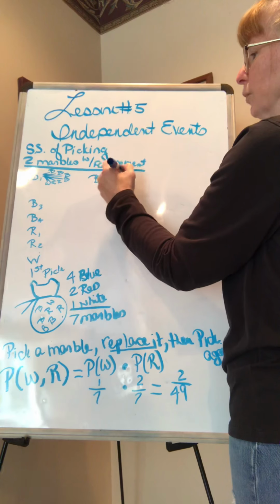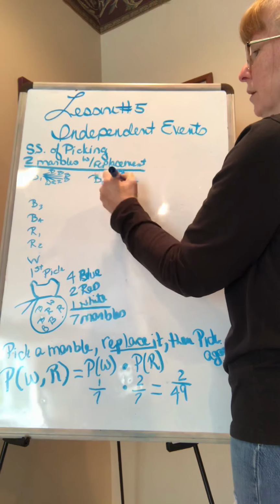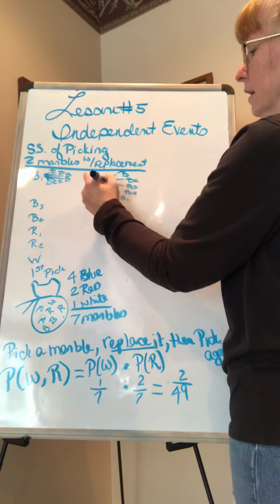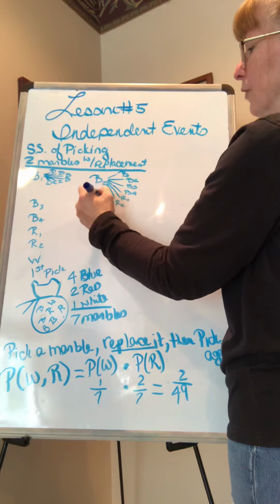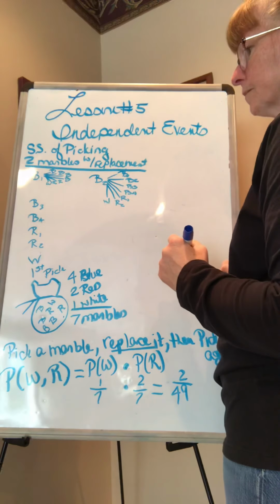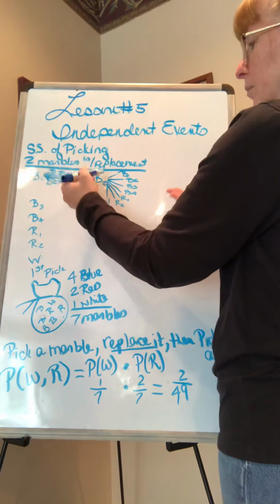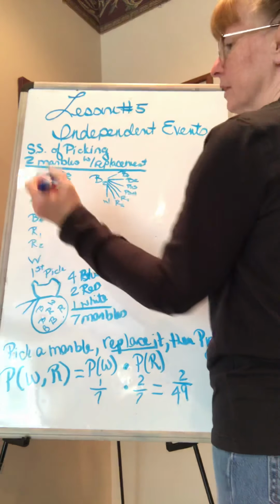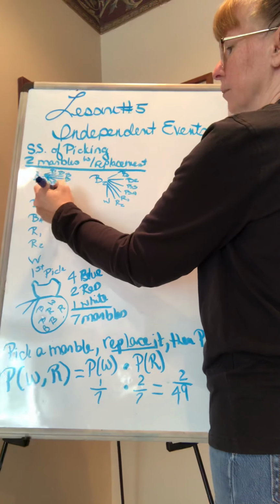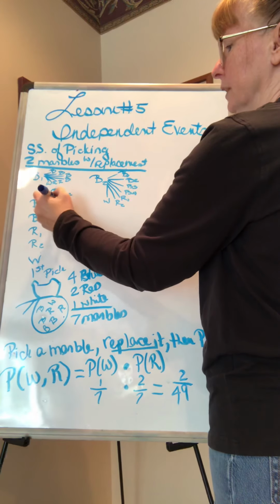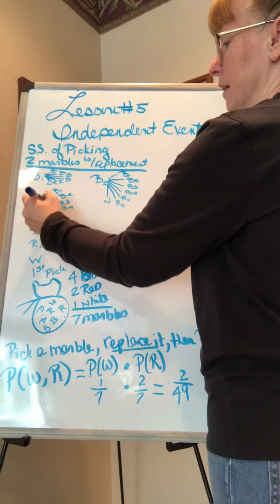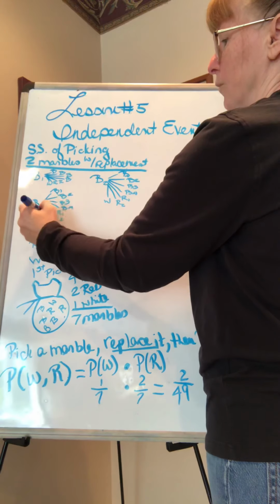So now I have blue 1, blue 2, blue 3, blue 4, red 1, red 2, and the white to choose from. So now I'm up to 14 branches. I didn't pick the first blue marble or the second blue marble. I picked the third blue marble, but then I replace it. So now I have blue 1, blue 2, blue 3, blue 4, red 1, red 2, and white.